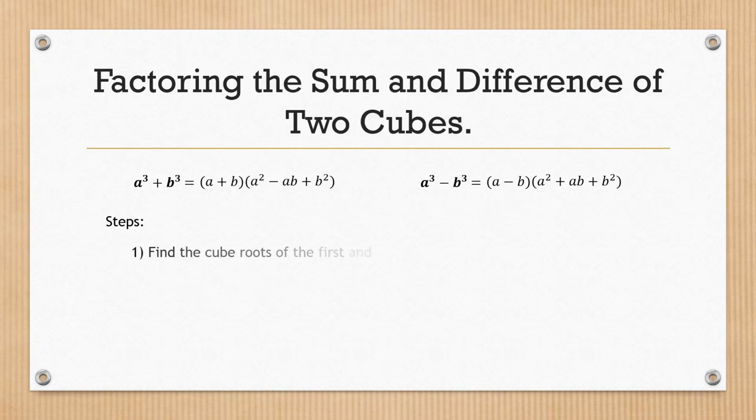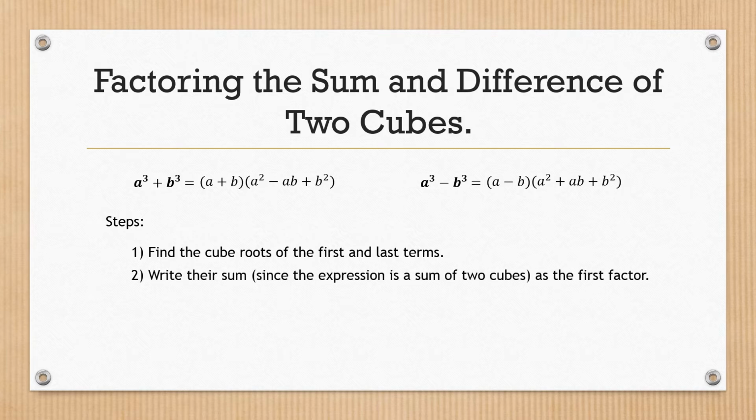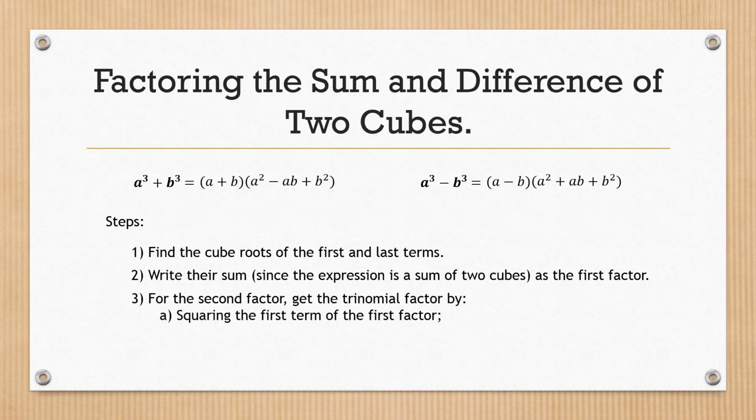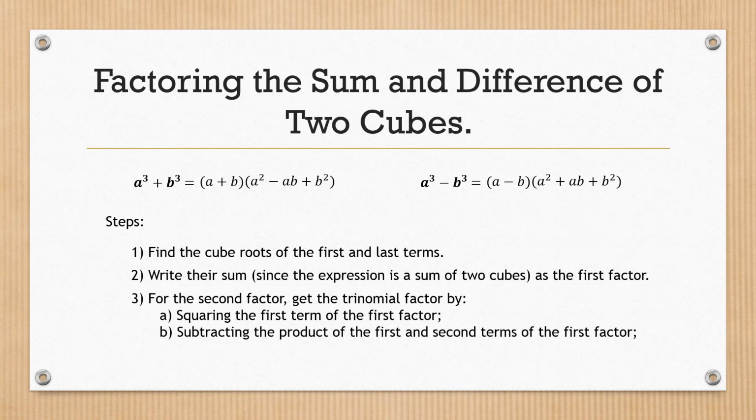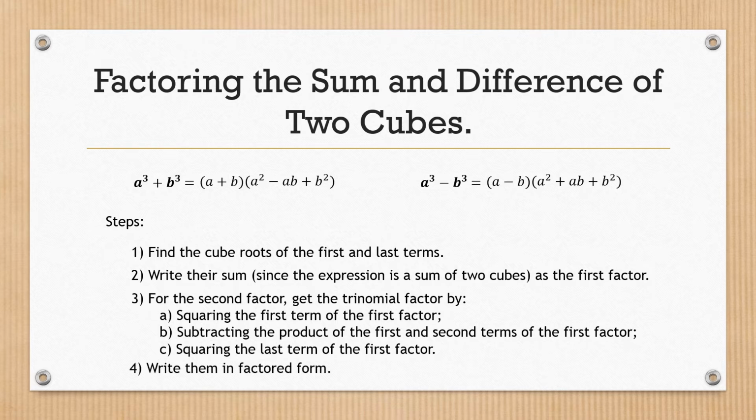So, these are the steps. First, find the cube roots of the first and last term. Write their sum, since the expression is a sum of two cubes. But if the expression is a difference of two cubes, you write their difference as the first factor. Okay, for the second factor, get the trinomial factor by squaring the first term of the first factor, subtracting the product of the first and second term of the first factor, squaring the last term of the first factor, and last, write them in factored form.